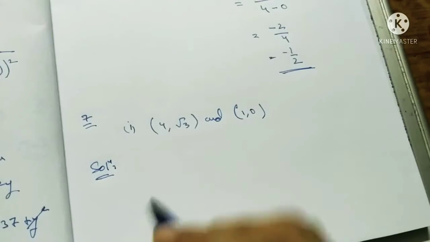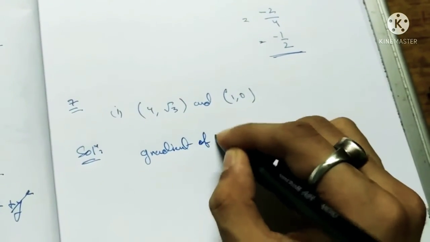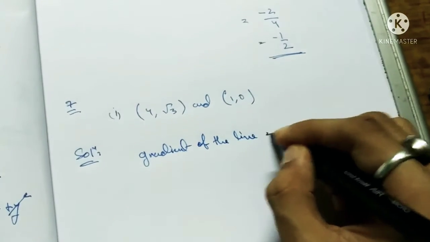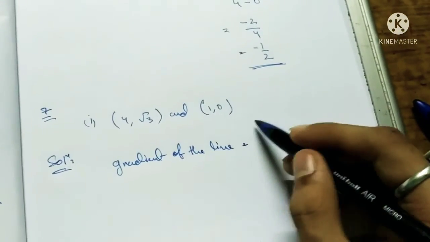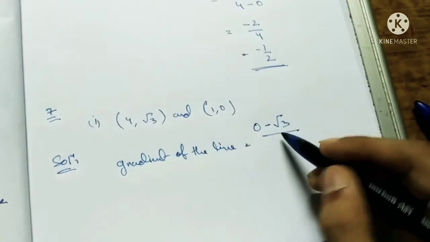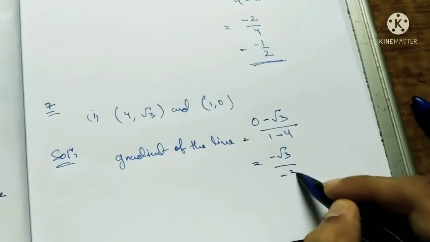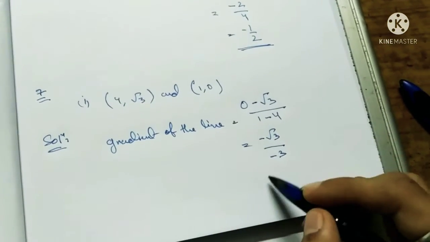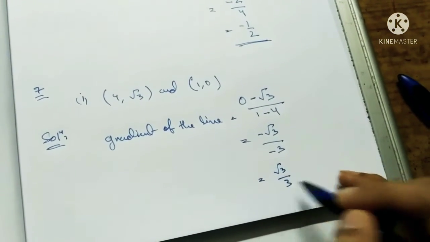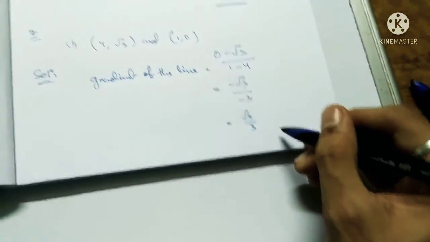So first of all, gradient of the line will be equals to what? y2 minus y1, that is 0 minus root 3, by x2 minus x1, 1 minus 4, which is ultimately minus root 3 by minus 3. So this is root 3 by 3 I will get.